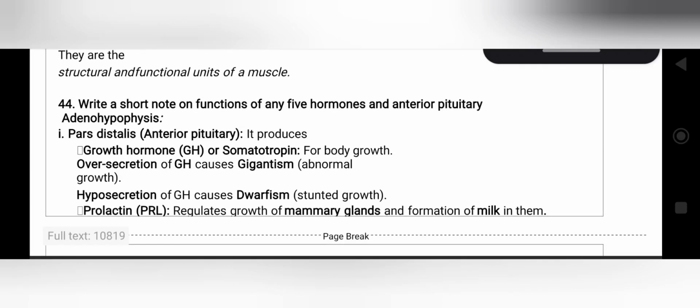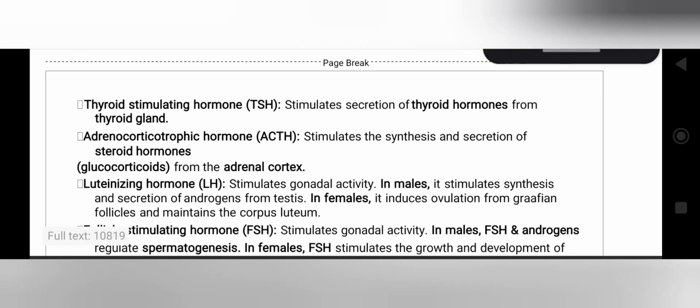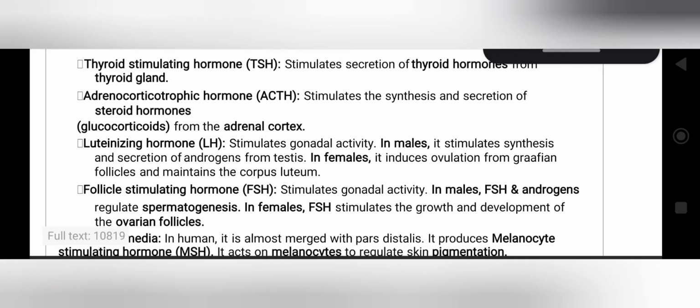Hyposecretion of growth hormone causes dwarfism, stunted growth. Prolactin, PRL, regulates growth of mammary glands and formation of milk in them. Thyroid stimulating hormone, TSH, stimulates secretion of thyroid hormones from thyroid gland. Adrenocorticotrophic hormone, ACTH, stimulates the synthesis and secretion of steroid hormones, glucocorticoids, from the adrenal cortex.